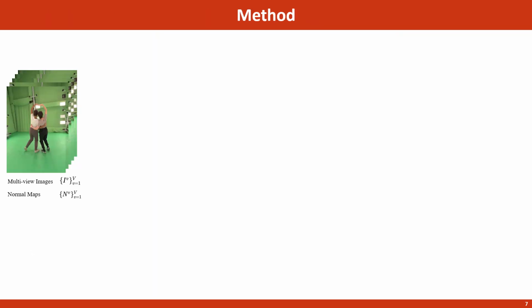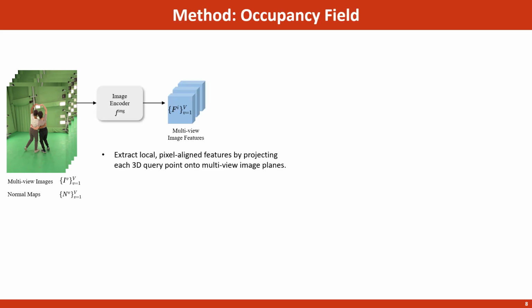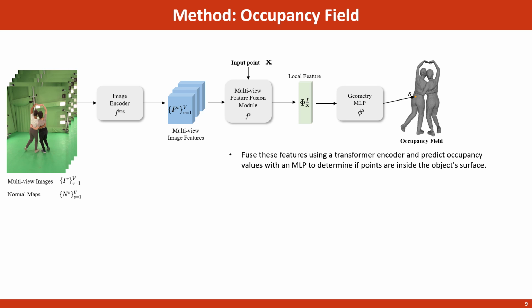Now, let me explain our model. From the multi-view images and normal maps, we extract local, pixel-aligned features by projecting each 3D query point onto multi-view image planes. We then fuse these features using a transformer encoder and predict occupancy values with an MLP to determine if points are inside the object surface.